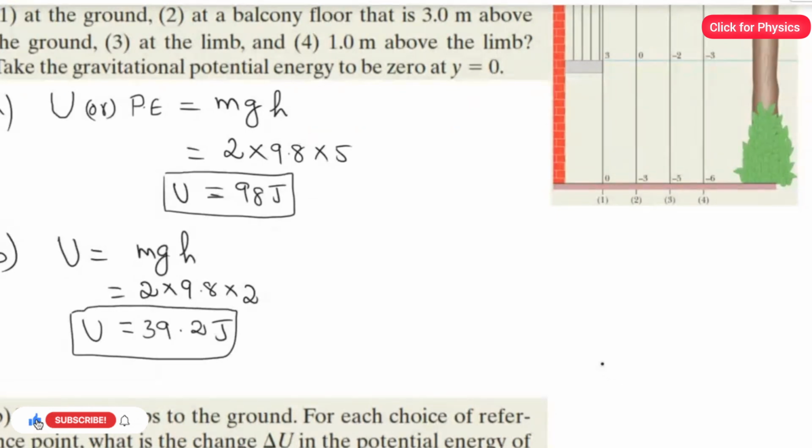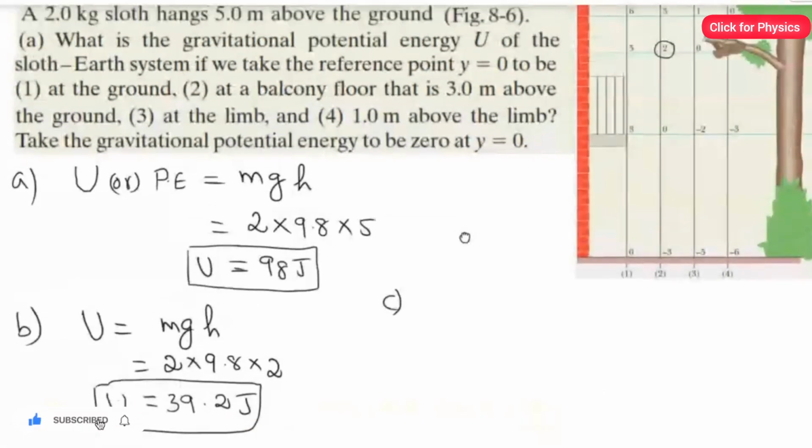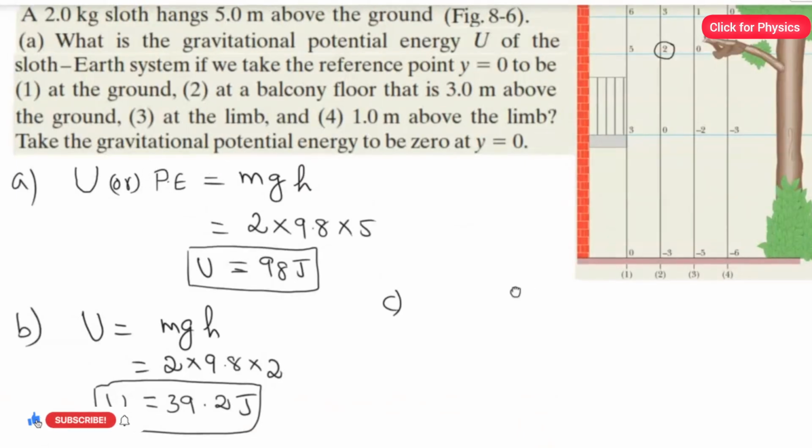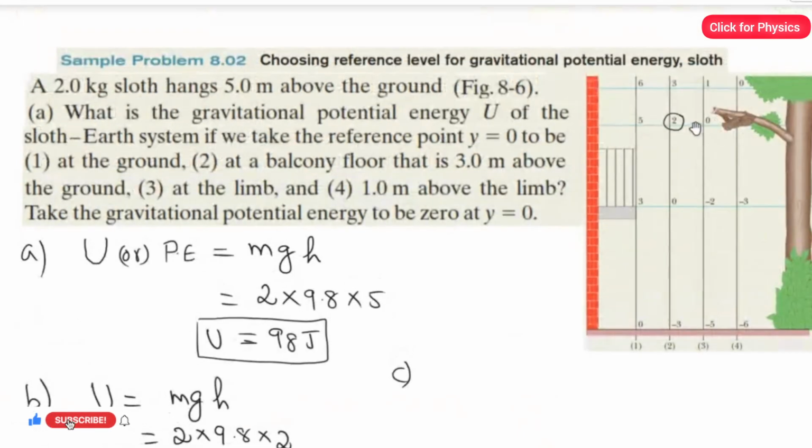And then C part. How to answer for the C part? Let's go back to the question. What is the gravitational potential energy U of the sloth Earth system if we take the reference point y equal to 0 to be at the limb? You can see the third line, its position exactly. The reference is also 0. The location of the sloth is also exactly the same point.